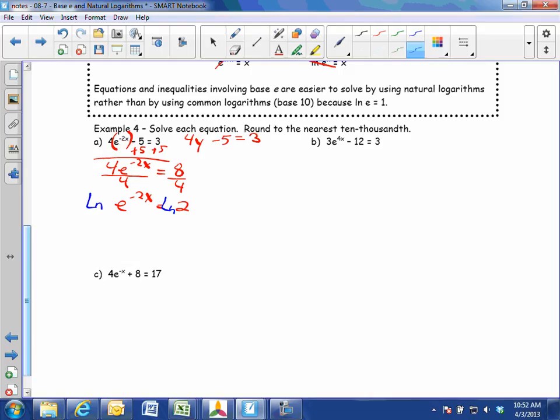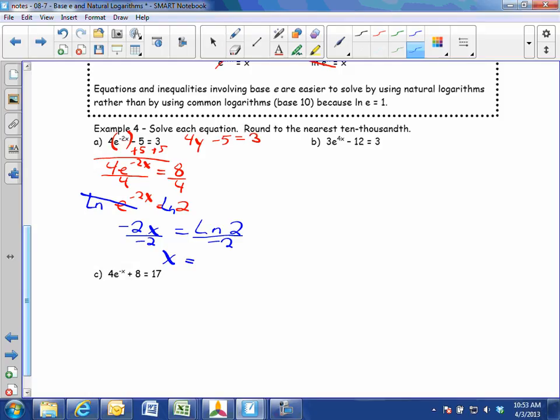Yeah, because the natural log and the e's cancel on the left side. So we'll be left with negative 2x equals natural log of 2. It doesn't cancel on the right side because there's no e to get rid of it. So now I can get x by itself by just dividing by negative 2. Where does the e go? The e cancels with the natural log here. They're gone, so we're just left with the x.